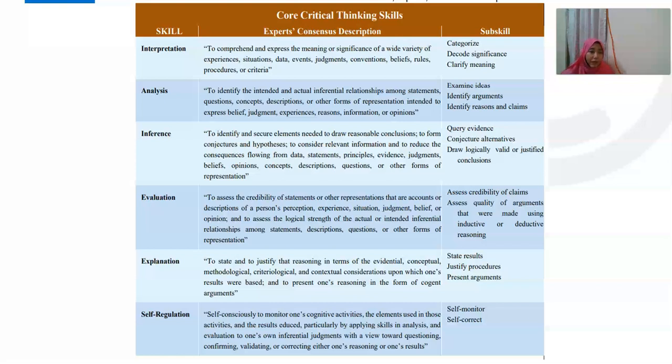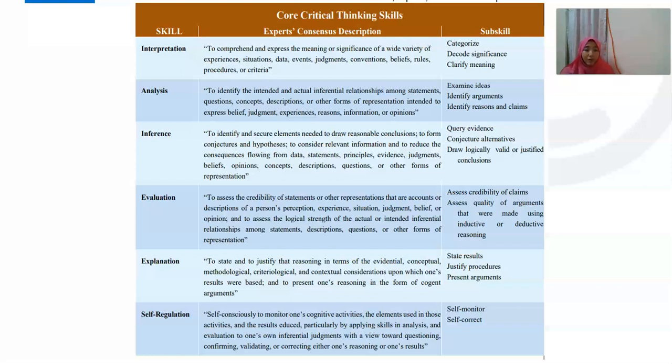Next we look at inference: to identify and secure the elements needed to draw reasonable conclusions, to form conjectures and hypotheses. Most of the time, when we talk about inference, it is related to experiments and so on, or science. The sub-skill is about theory: you need to ask for evidence, form a hypothesis, and draw a logical or valid justification and conclusion.